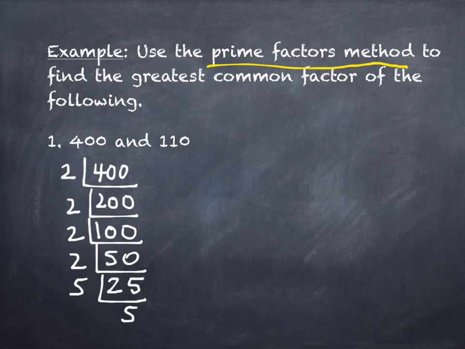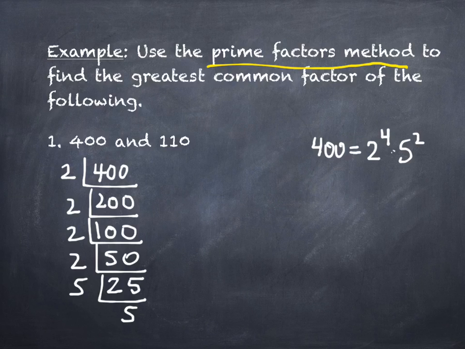All right, so I'll write out what I have over here. I have 400. It is 2 to the how many? How many 2's do I have there? There are 4 of them. And then this is times 5 to the second. So 400's prime factorization is 2 to the 4th times 5 squared.